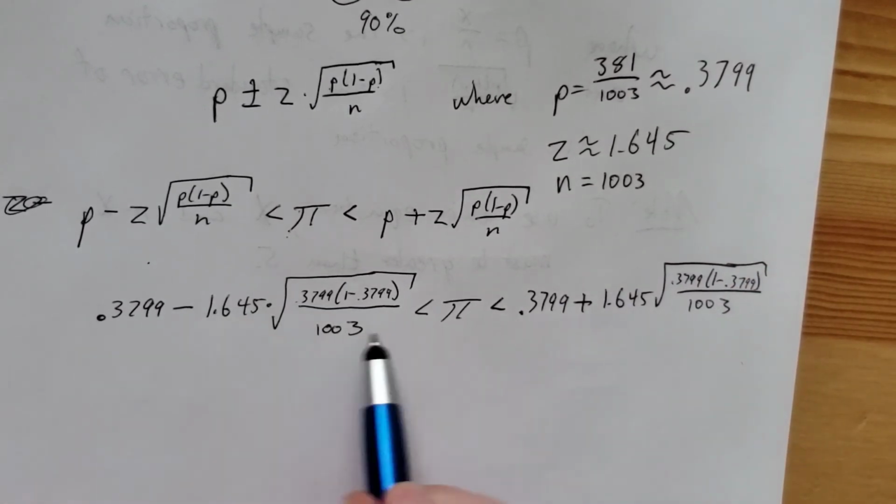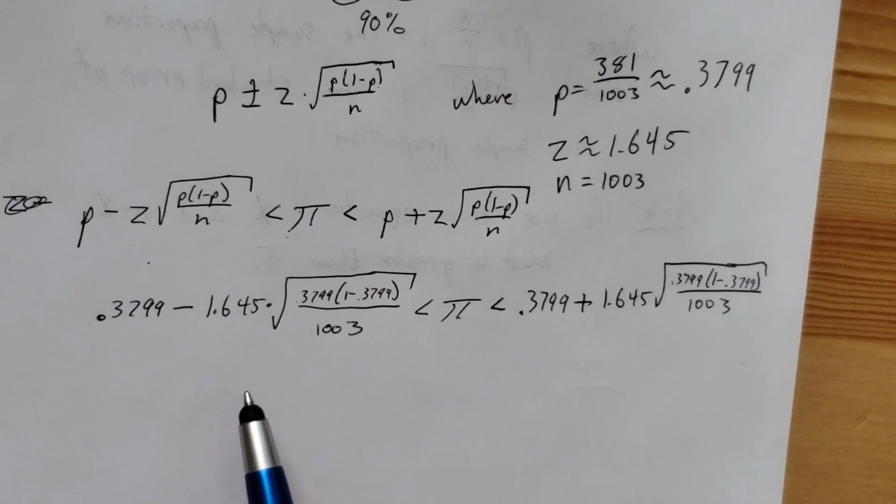And this gives us our 90% confidence interval. As in, 90% of these intervals that we'll create will contain our population proportion.